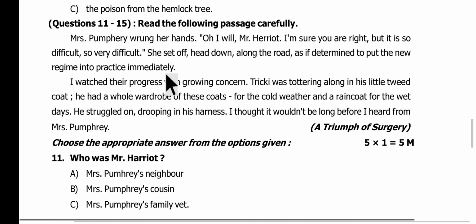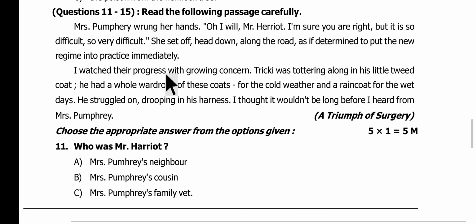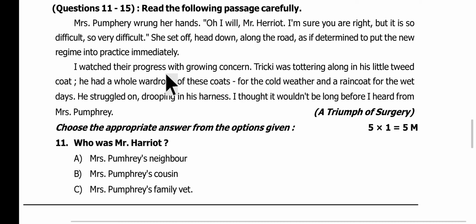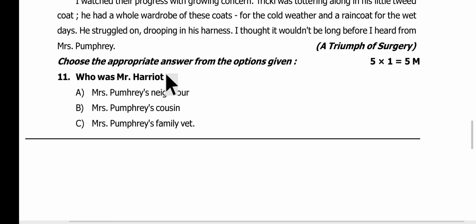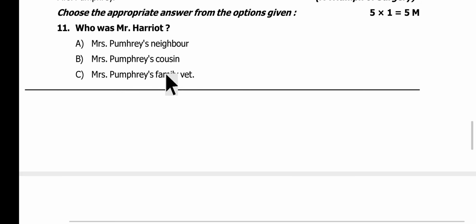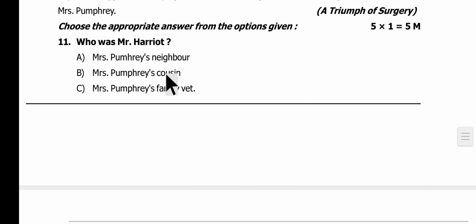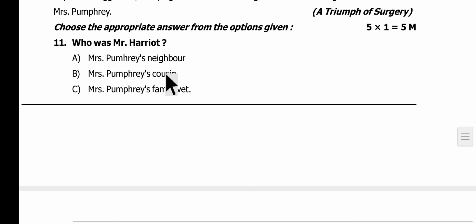Now 11 to 15 is supplementary passages, A Triumph of Surgery. Mrs. Pumphrey wrung her hands. Oh, I will, Mr. Herriot. So this paragraph is followed by multiple choice questions. Who was Mr. Herriot? Mrs. Pumphrey's neighbor, Mrs. Pumphrey's cousin, Mrs. Pumphrey's family veterinary doctor who deals with animal diseases.